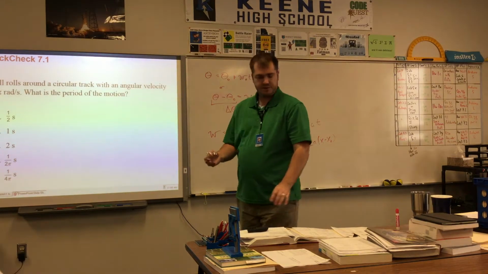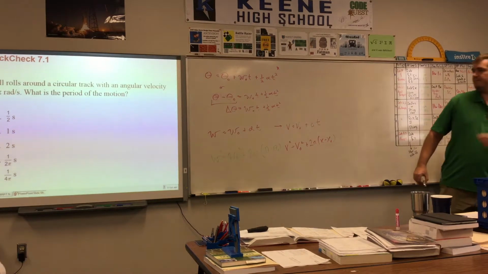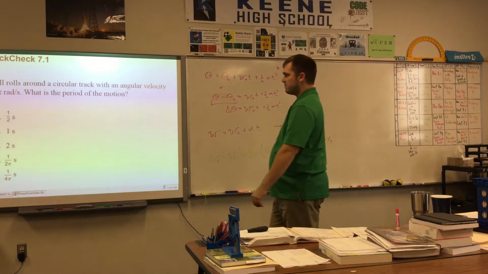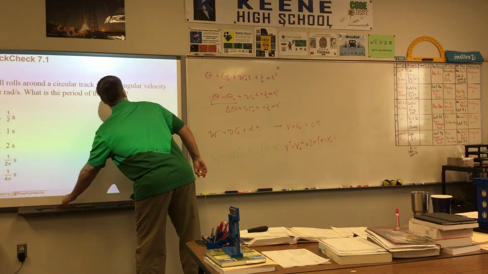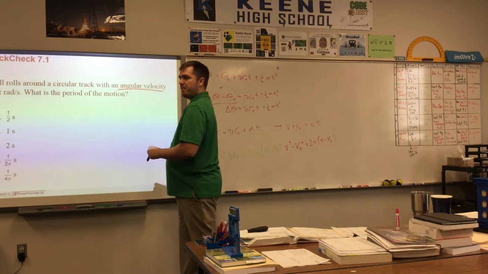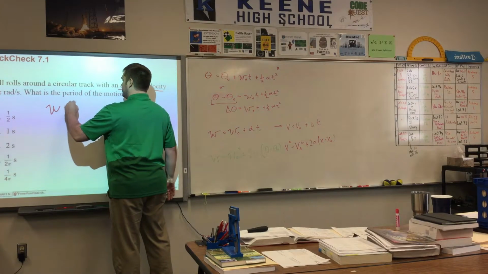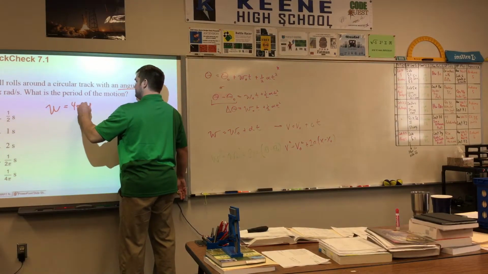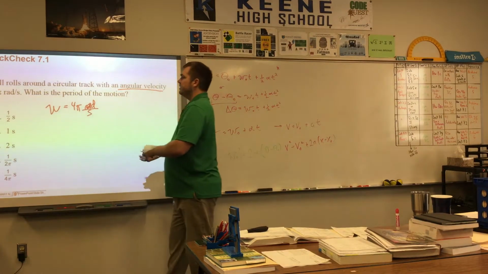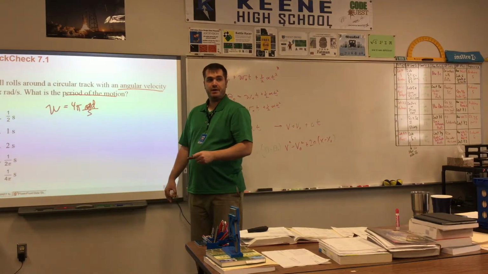Harley, read this problem to us, please. A ball rolls around a circular track with an angular velocity of 4 pi radians per second. What is the period of the motion? All right. Angular velocity. What letter do we normally use for that? Omega. So omega equals 4 pi radians per second. When this says what is the period of the motion, what letter do we normally use for that? T.